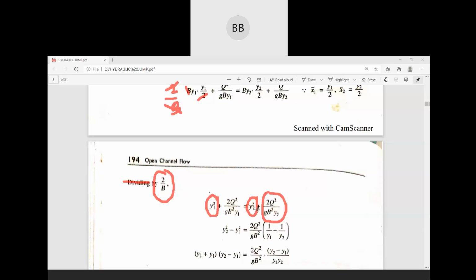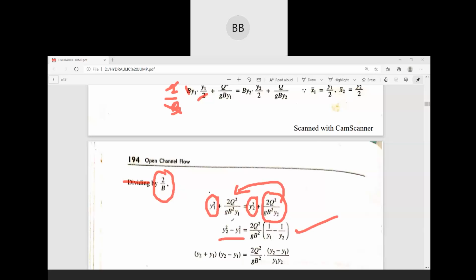Now what we did, we bring all the y value in the left hand side and other terms in the right hand side. So if you bring this y1 square to the right hand side, it will be minus y1 square. And here we already have 2q square by g, and we bring this to here, so it's minus. You can see in these two equation terms we have twice common, q square is also common, g and b square is also common. So what is left out is 1 by y1 minus 1 by y2.